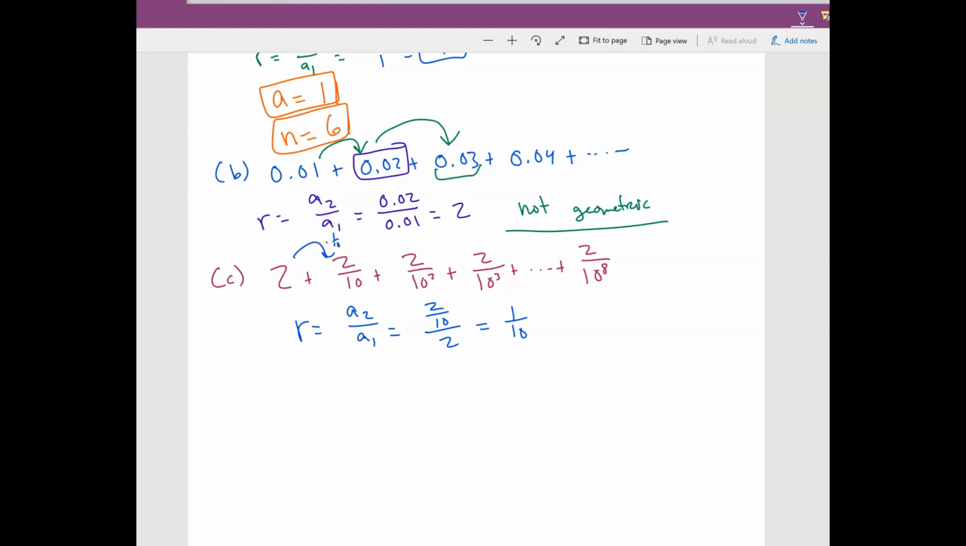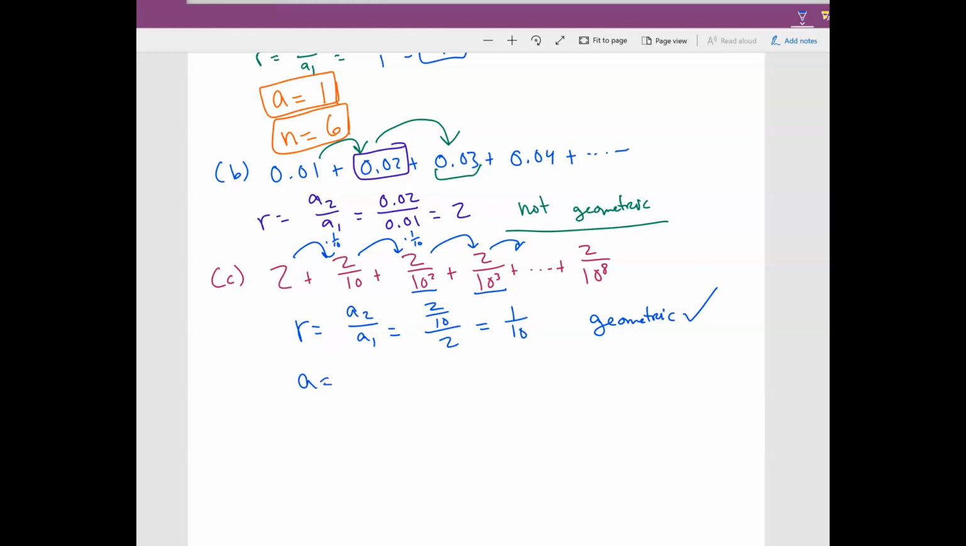If I multiply this by 1 over 10, I do get 2 over 10. Multiply this by 1 over 10, you already had a 10 before, you have another 10, so that's 10 squared. Multiplied by 1 over 10, now 10 cubed, and it continues on. So you can see that this is going to be geometric. Okay, so it is geometric.